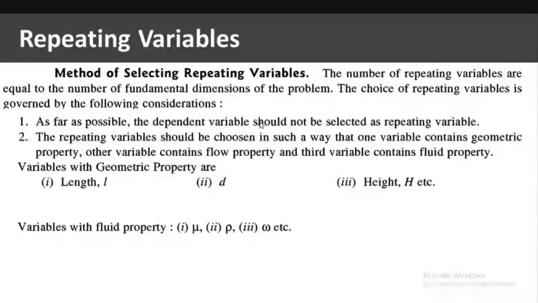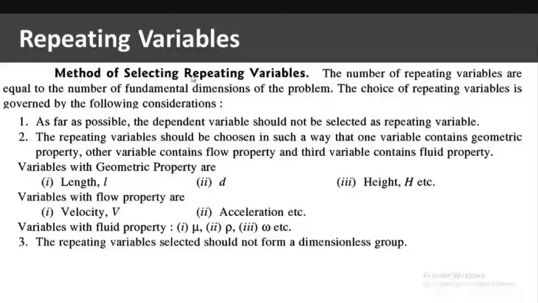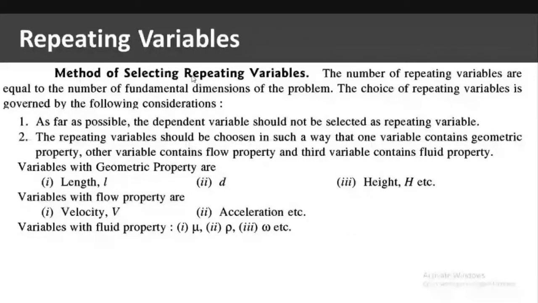The repeating variables should be selected such that the first repeating variable should indicate the geometrical property. Geometric property means if length is given, take length; if diameter is given, take diameter; if height is given, take height. Suppose length, diameter and height are not given, then if area is given, take area. If area is also not given, then volume.